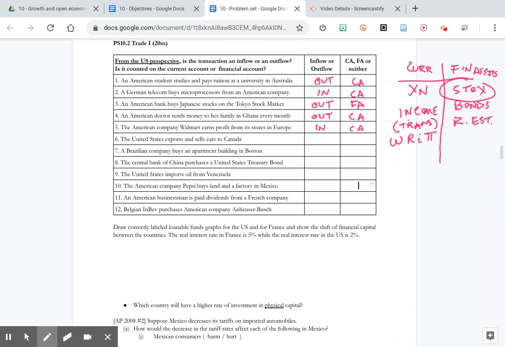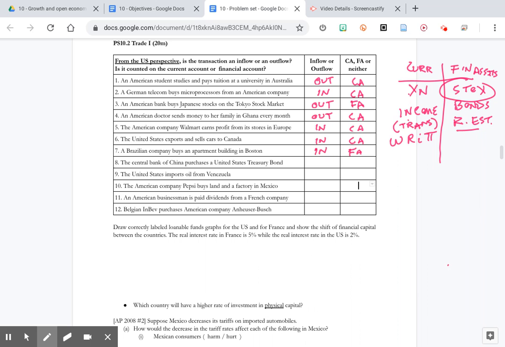Number six, the US exports and sells cars to Canada. This is again a net export, so it's the current account, and the money is flowing into the United States. Number seven, a Brazilian company buys an apartment building in Boston. That's real estate, so this is going to be the financial account. And on this one, is the money flowing into the United States or out from the United States? Well, the Brazilians are buying the building, so they're giving money to the United States. So we'd say it's an inflow to the United States.